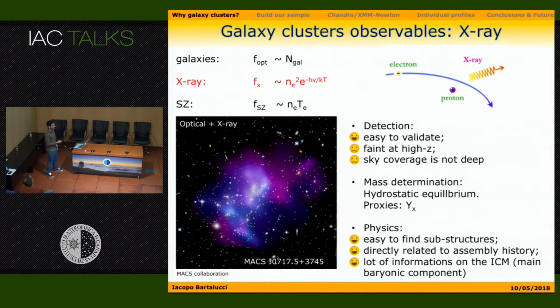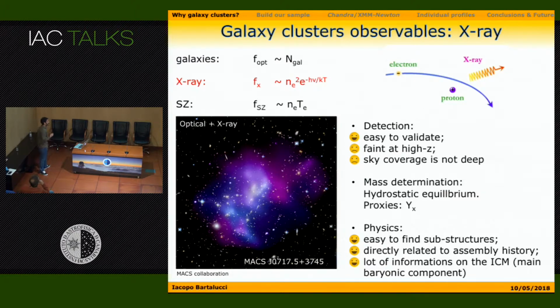Then there is the X-ray ICM, which is an emission via thermal Bremsstrahlung. In particular, as you can see here, in the X-ray the emission is proportional to the density of the gas and to the temperature. So in X-ray, we are able to measure the density and temperature of the gas.